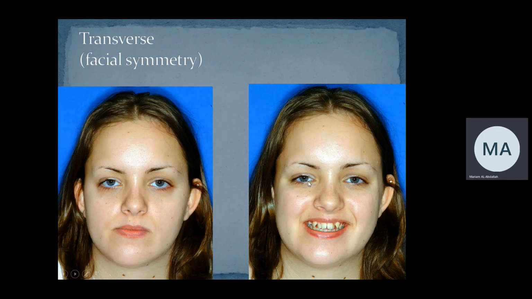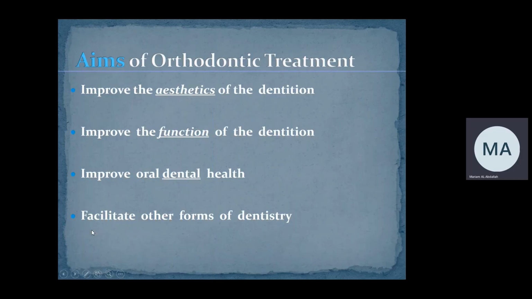Transverse relationship: the face should be symmetric. Let's say it should have an acceptable symmetry. There is no perfectly symmetric face. That would look weird. There's always a little bit of asymmetry that is acceptable. But for this patient, for example, there's an obvious asymmetry, with the lower chin pointing to the right. Okay, so this is facial asymmetry.